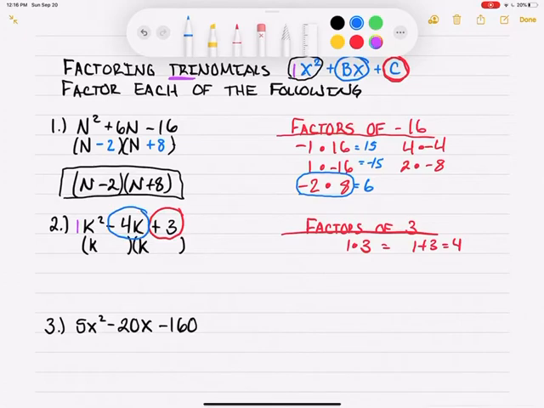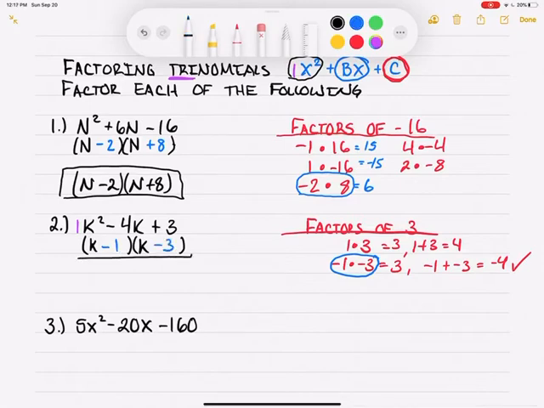To get the negative 4, what I need to do is take the negative factors. Negative 1 times negative 3 would still get me positive 3. But when I add them together, negative 1 plus negative 3, I get negative 4, which is what I need. So these are going to be the numbers that I use, negative 1 and negative 3. This is going to be the correctly factored version of that trinomial. Again, you can always check by foiling.